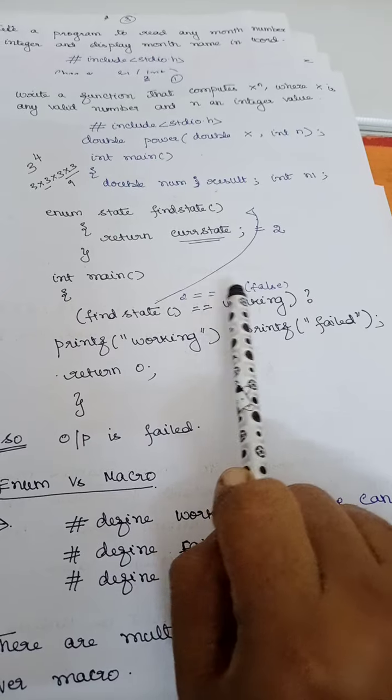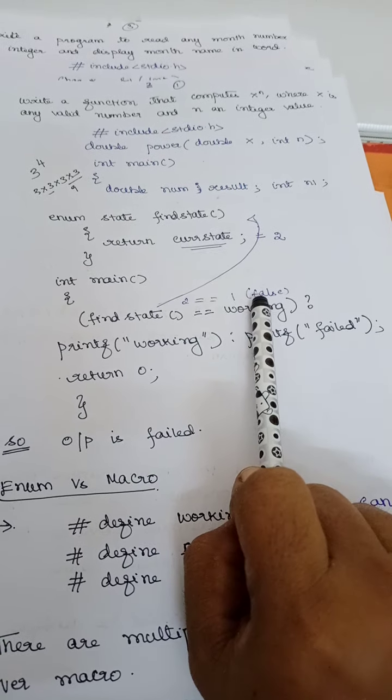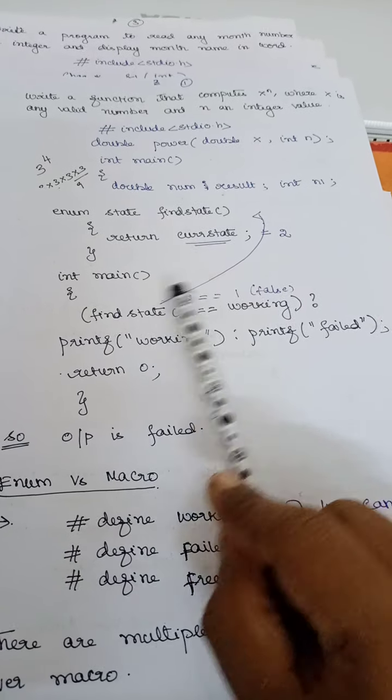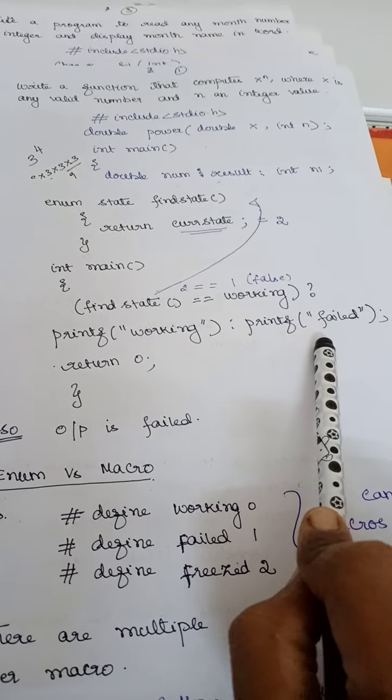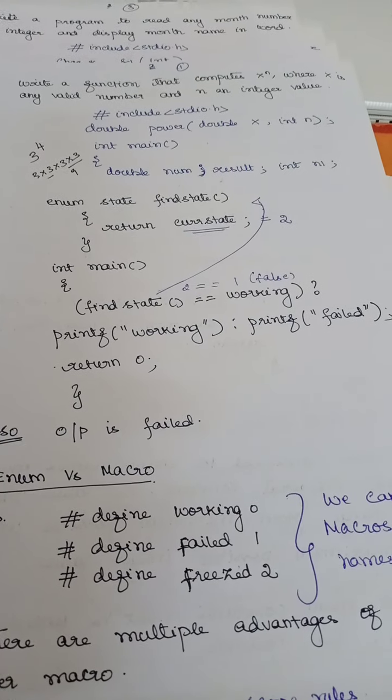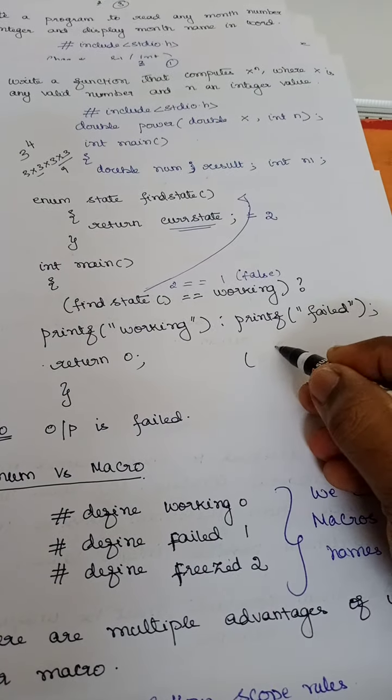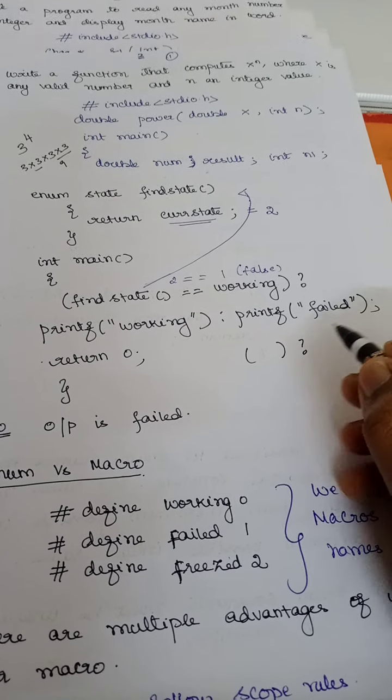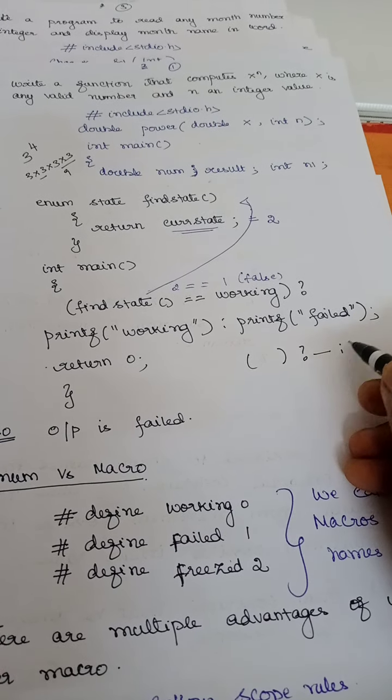Is 2 equal to 1? No, it is false. So if it is false, here we have used a conditional operator. What is a conditional operator? You have a condition, colon, and then you have followed by this.